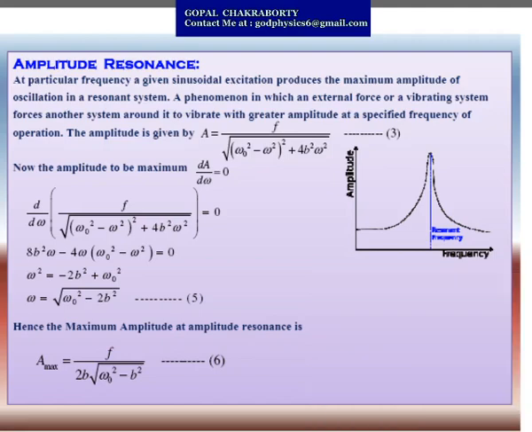You can see the derivation is here, and also the graph of amplitude with frequency. At a particular frequency, a given sinusoidal excitation produces the maximum amplitude of oscillation in a resonance system. It is a phenomenon in which an external force or a vibrating system forces another system around it to vibrate with greater amplitude at a specified frequency of operation. So this is called amplitude resonance, that means where you will get the maximum of amplitude.